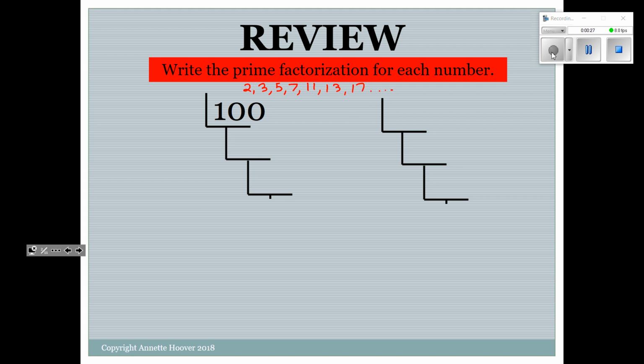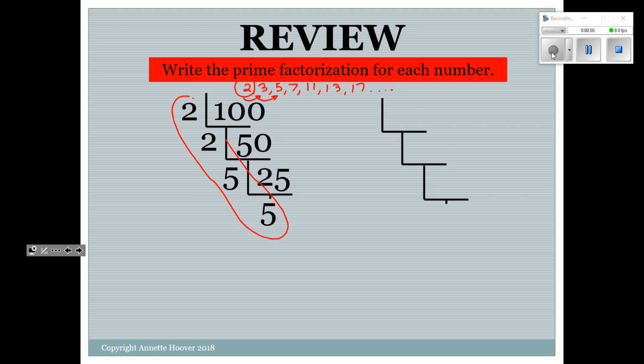We're always going to start and see if it's divisible by the smallest prime number. So if it's even, start with 2. 100 divided by 2 is 50. 50 is even, divisible by 2, 25. 25 is not even, it's not divisible by 2. We go to 3, not divisible by 3, so we go to 5. It is divisible by 5, and 25 divided by 5 is 5. Here are our prime factors. So when we write it in exponential form, that would be 2 squared times 5 squared.